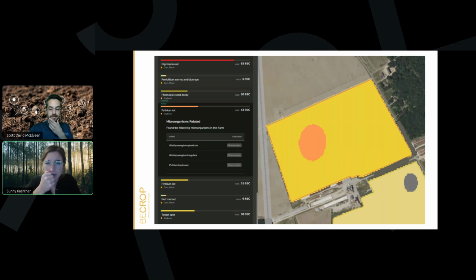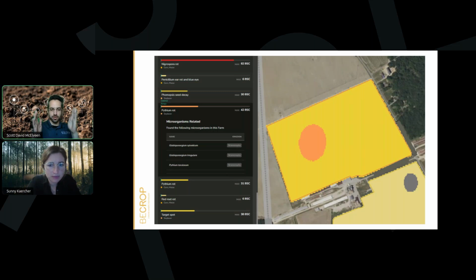I'm just curious, putting back on the customer hat, what does the 82 mean there for like the Nigrospora rot, or the 42 for Pythium? Is that how many counts that you found of that species, or what does that number mean?